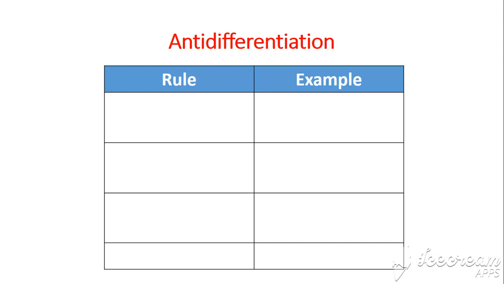Right, here are the key rules we're going to focus on. If we have a variable raised to a power of n, we're going to go back and add 1 to the power, and then divide by the new power, n plus 1. So if we have x cubed, we need to add 1 back to the power, but then we need to divide it all by 4, which is the new power.